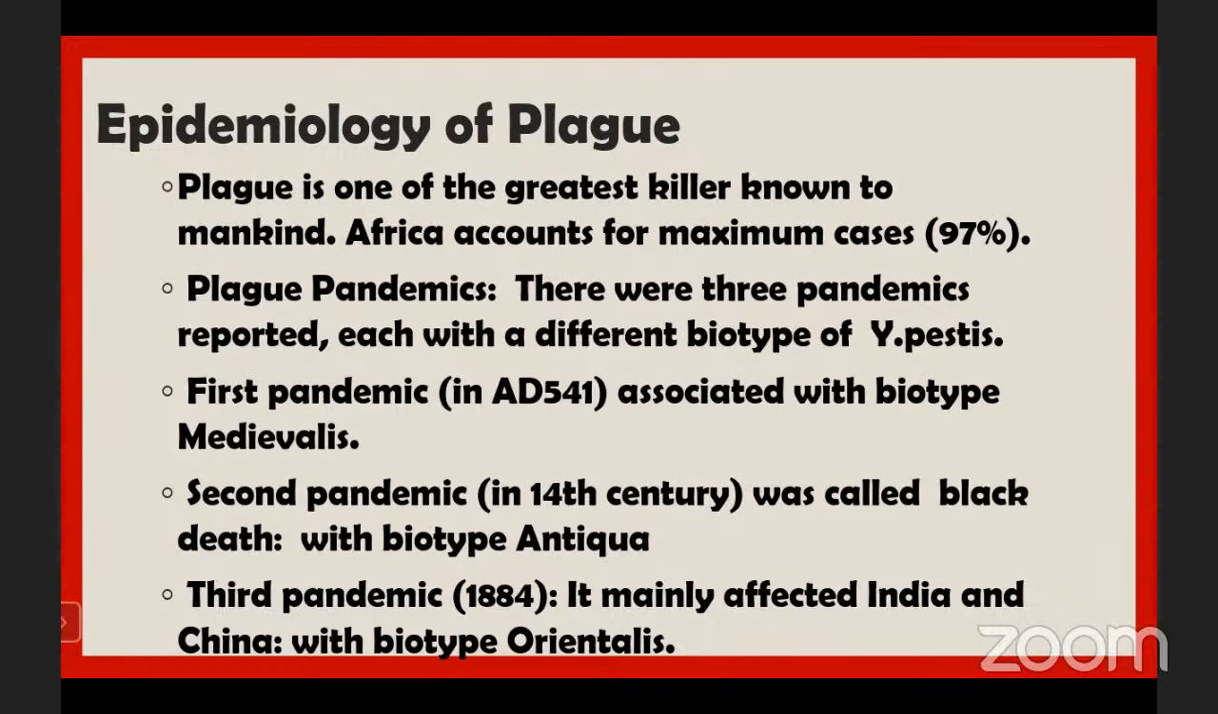First, the plague pandemics. Three pandemics were reported, each with a different biotype of Yersinia pestis. The first pandemic was noted in AD 541, associated with biotype Medievalis. The second pandemic was in the 14th century, known as the Black Death, a severe type with biotype Antiqua. The third pandemic was noted in 1884, mainly affecting India and China, with biotype Orientalis.